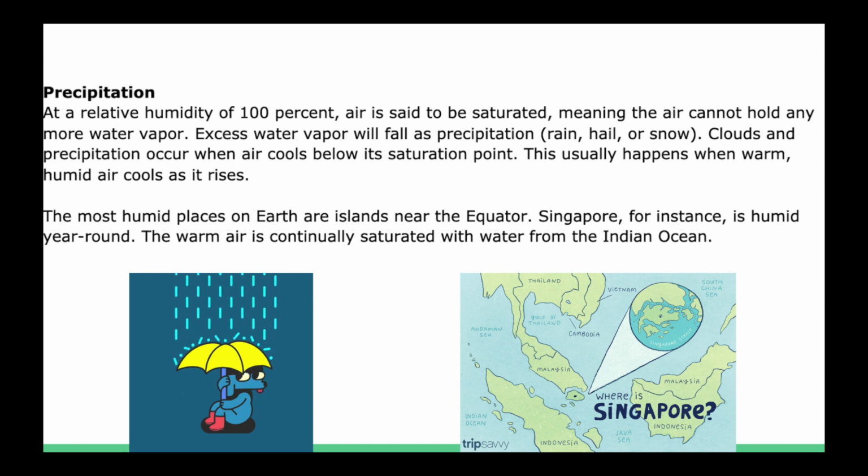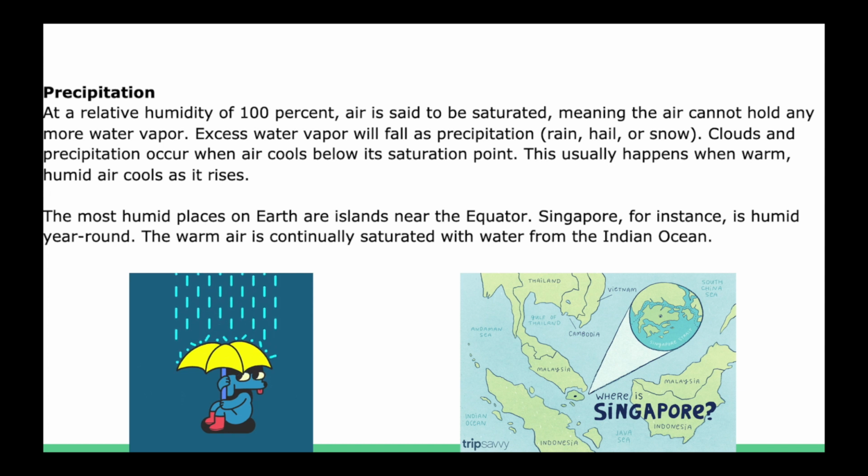Precipitation. At a relative humidity of 100%, air is said to be saturated, meaning the air cannot hold any more water vapor. Excess water vapor will fall as precipitation: rain, hail, or snow. Clouds and precipitation occur when air cools below its saturation point. This usually happens when warm, humid air cools as it rises.